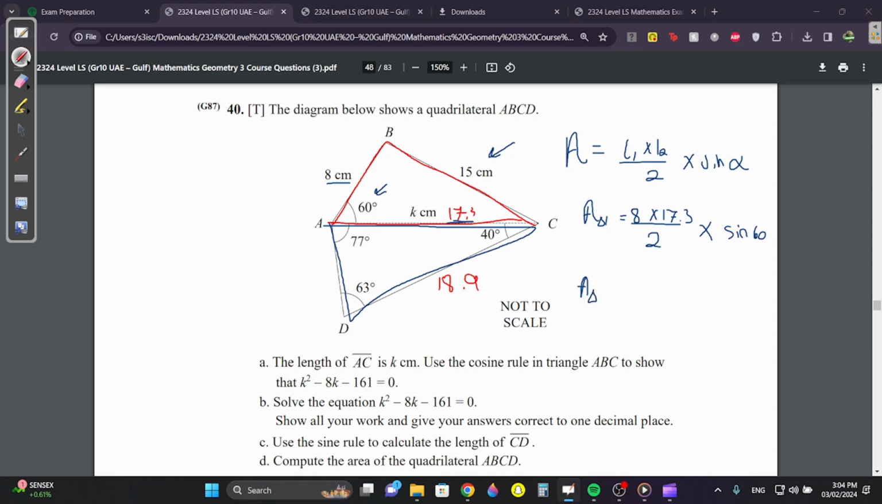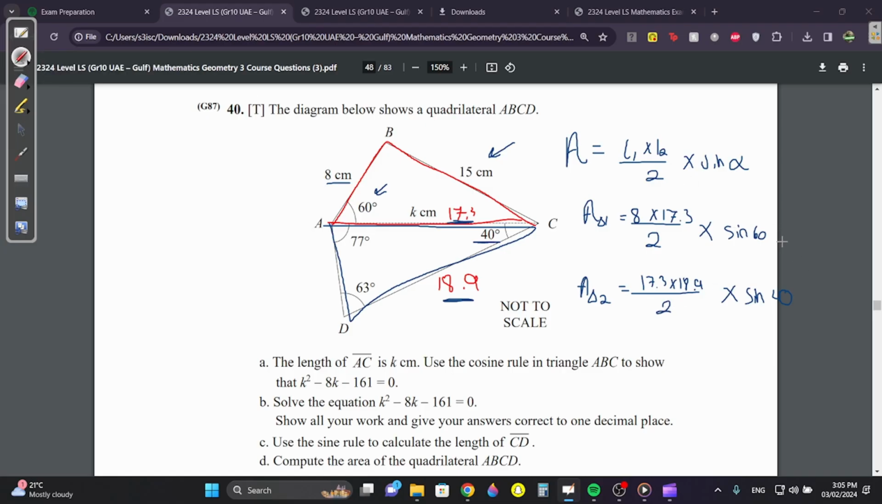How about area of triangle 2? Okay, it's going to be leg 1 times leg 2. Now, which two sides do we have for triangle 2? We have this 17.3 and 18.9. So 17.3 times 18.9 divided by 2 times the sine of the angle between them. What's the sine of the angle between them? Sine 40, because 40 is in between these two sides. Sine 40. Okay, so you put them in a calculator.